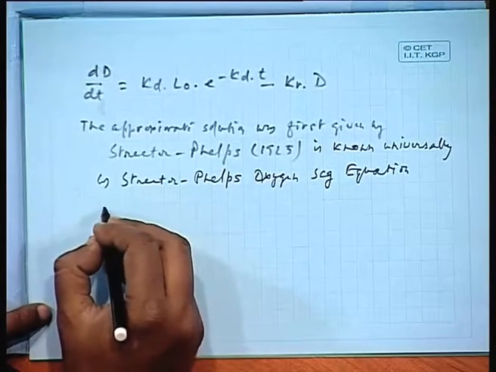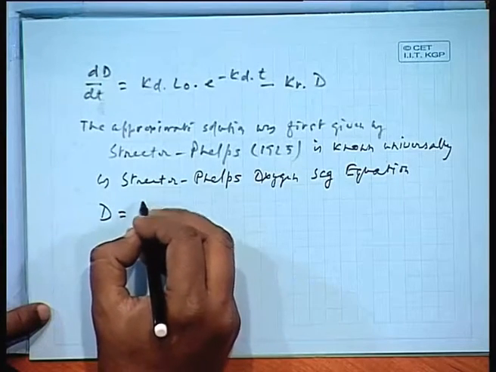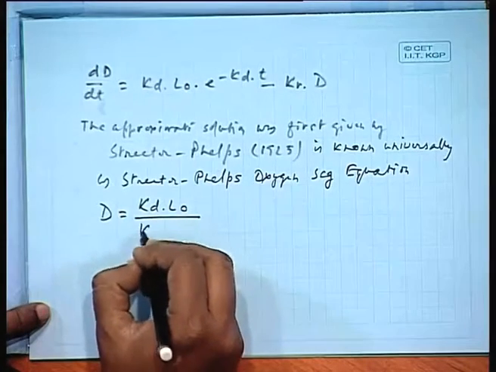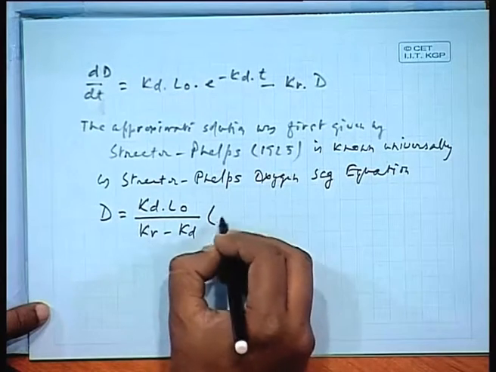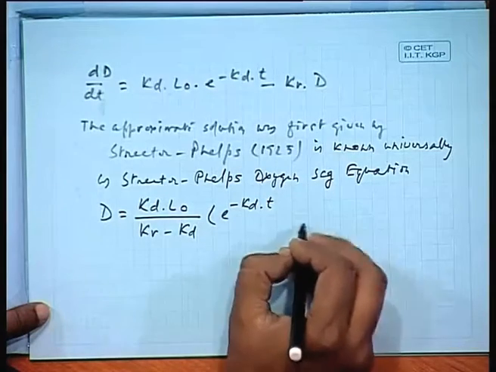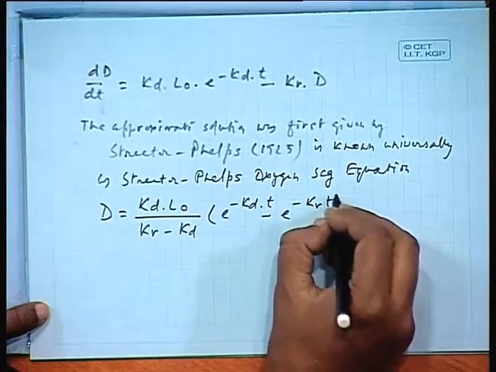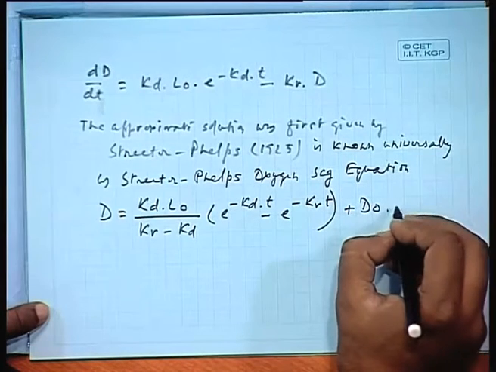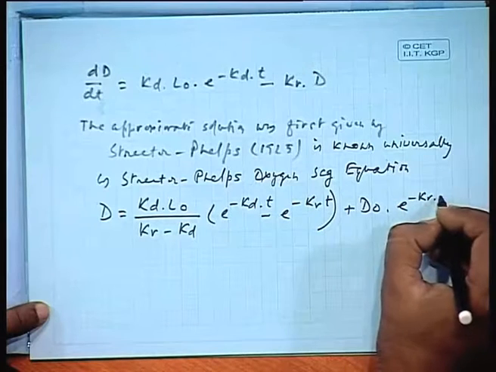The solution that Streeter-Phelps gave is D equals kd into L0 divided by kr minus kd, into e to the power minus kd into t minus e to the power minus kr into t, plus D0 e to the power minus kr into t.